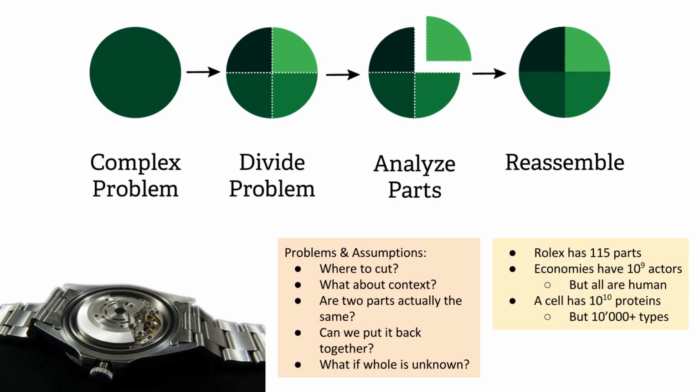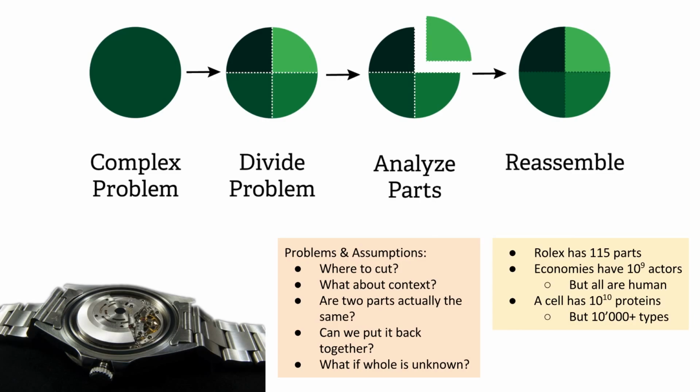We might think that a watch is pretty complicated, like a marvel of human engineering, right? But the natural systems that we're interested in are literally millions of times more complicated than an automatic Rolex. A Rolex has about 115 parts, and maybe every component interacts physically with two or three other components, right? But if we look at economies, there we have billions of actors, each interacting with dozens of other actors.